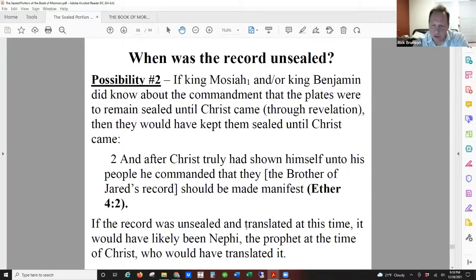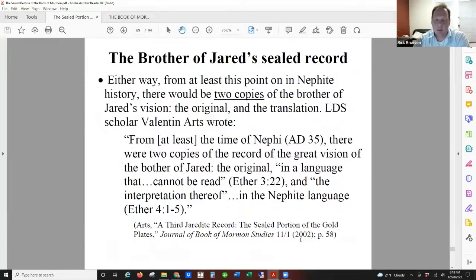We just don't know if it was translated at that time or if it was translated back with King Mosiah and/or King Benjamin. If the record was unsealed and translated at the time of Christ, it would have likely been Nephi, the prophet at the time of Christ, who would have translated. But either way, from at least this point on, when Christ came, in Nephite history, there would be 2 copies of the brother of Jared's vision, the original and the translation.